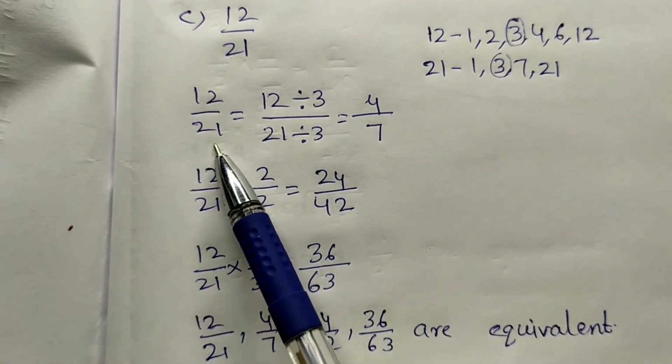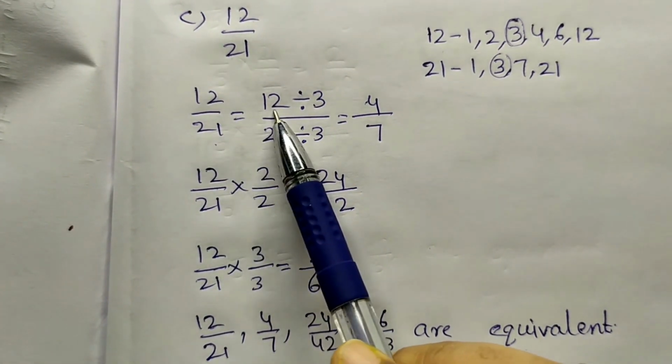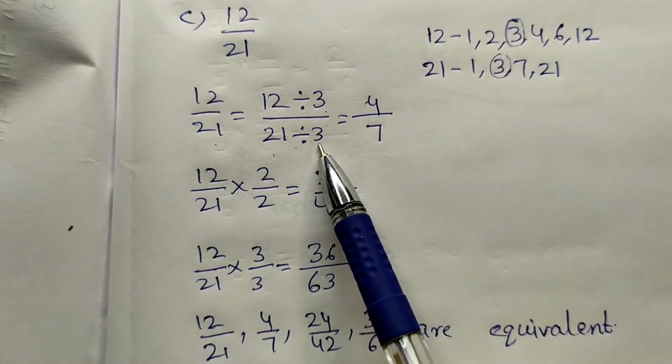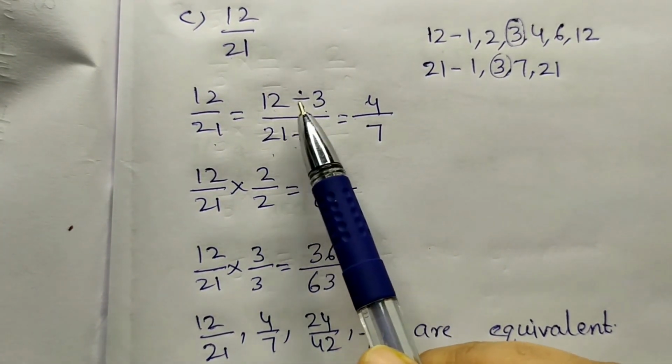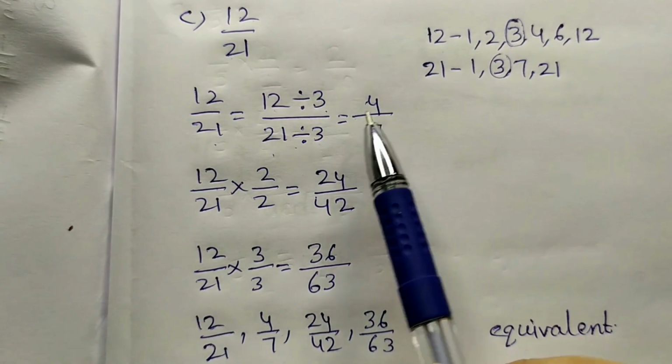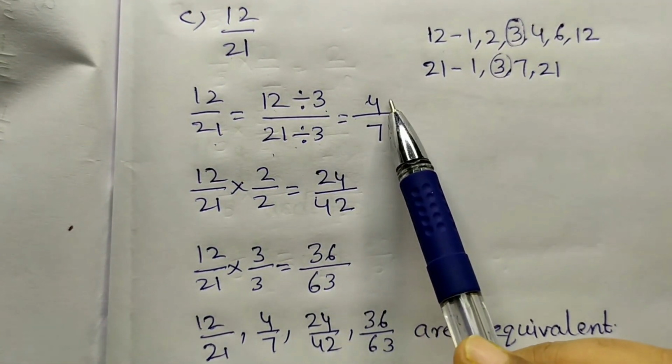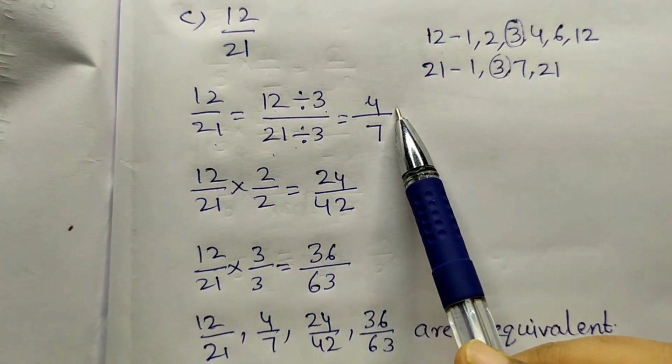Write 12 by 21 is equal to 12 divided by 3 by 21 divided by 3. 12 divided by 3 we get 4, 21 divided by 3 we get 7. So we got an equivalent fraction, 4 by 7.